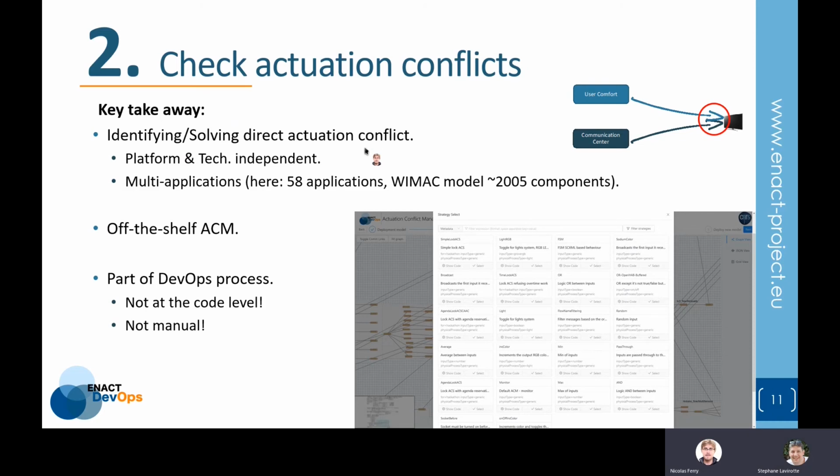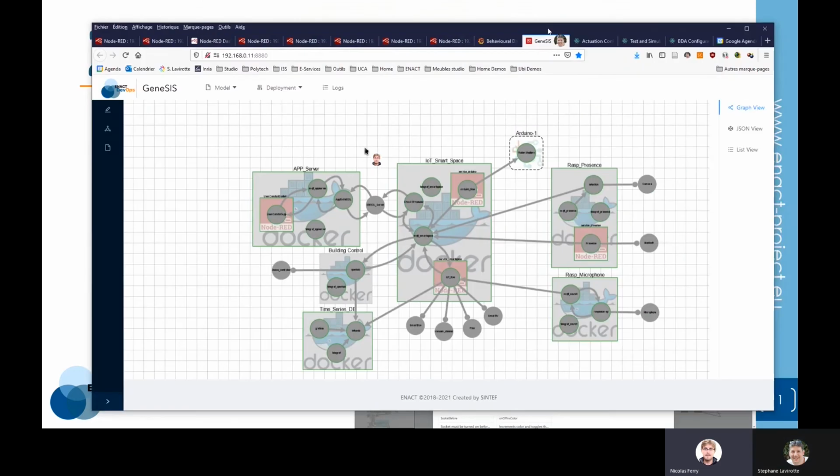Last but not least, this whole process works at the model level and is automatic, so it does not require any modification of the applications from the developer. Everything is handled by the tool. So let's have a look at the actuation conflict management enabler.